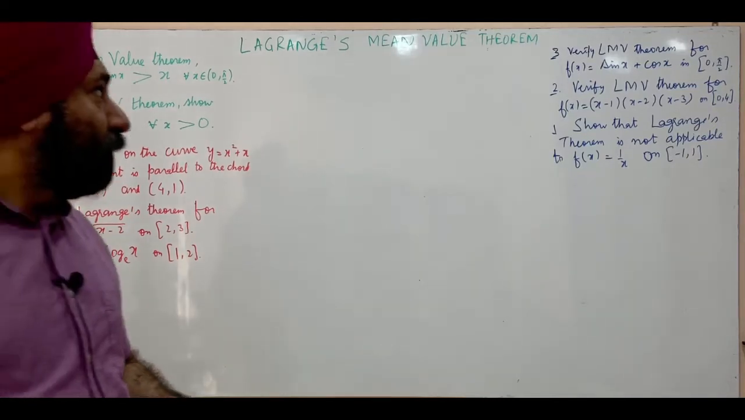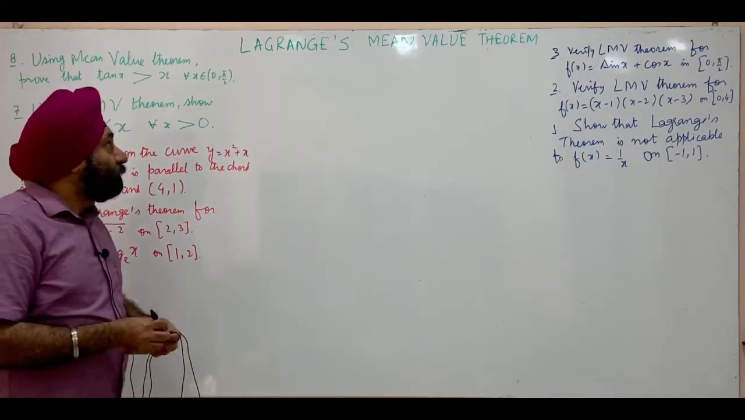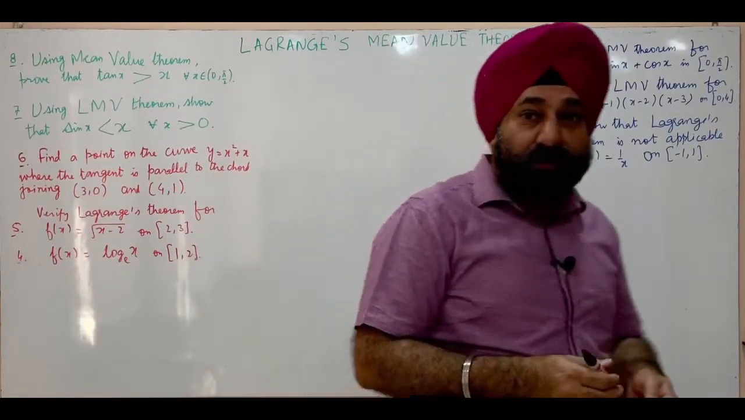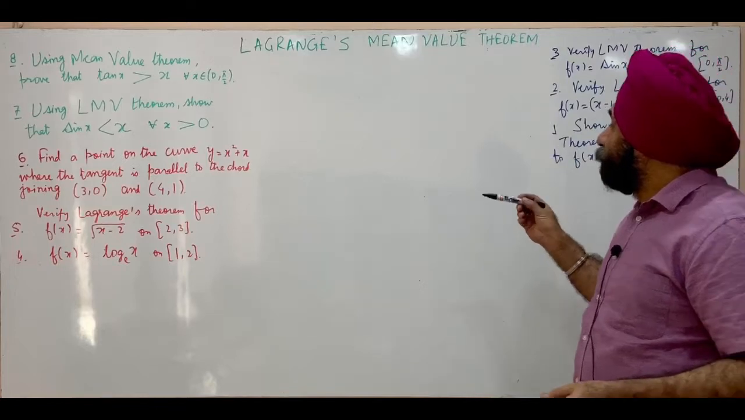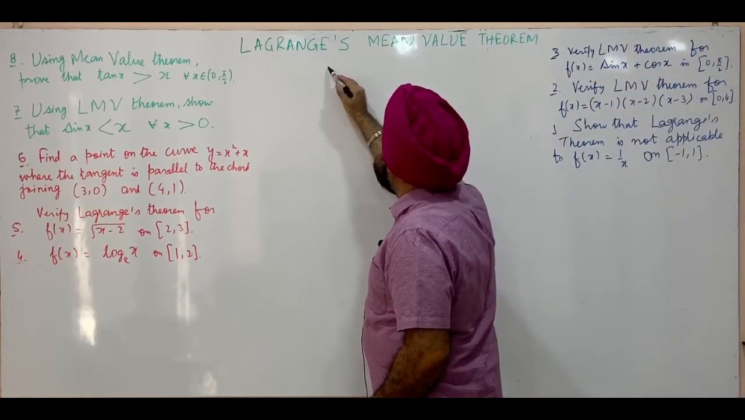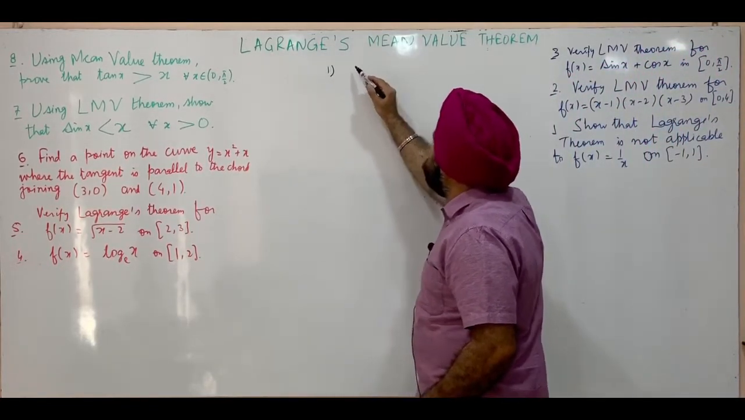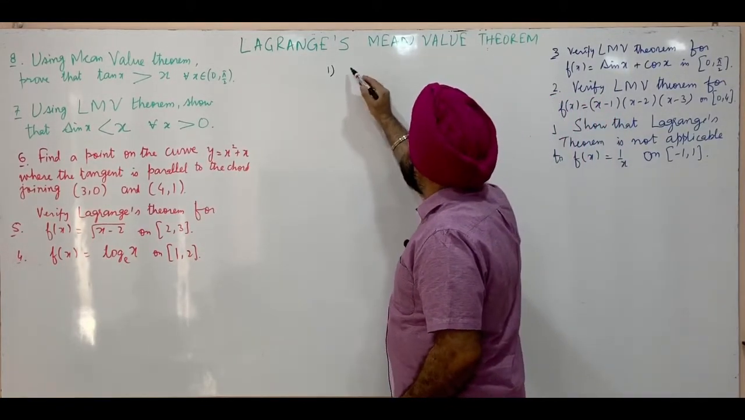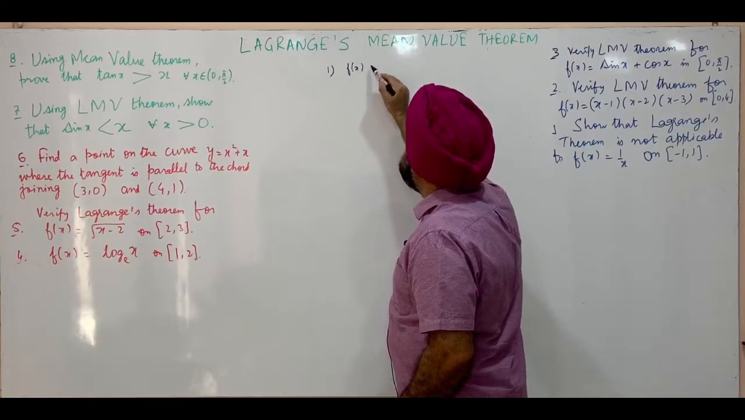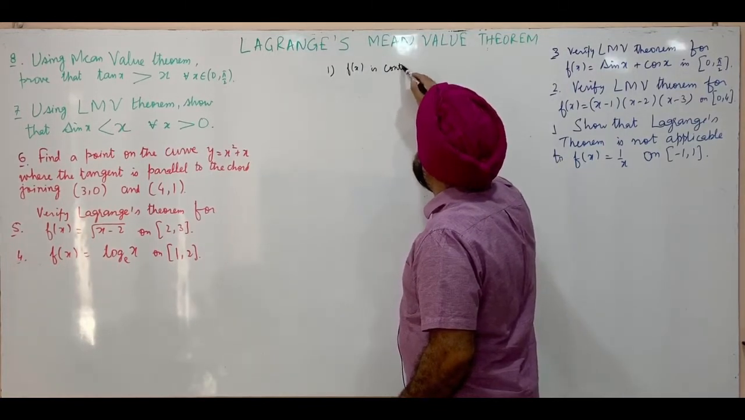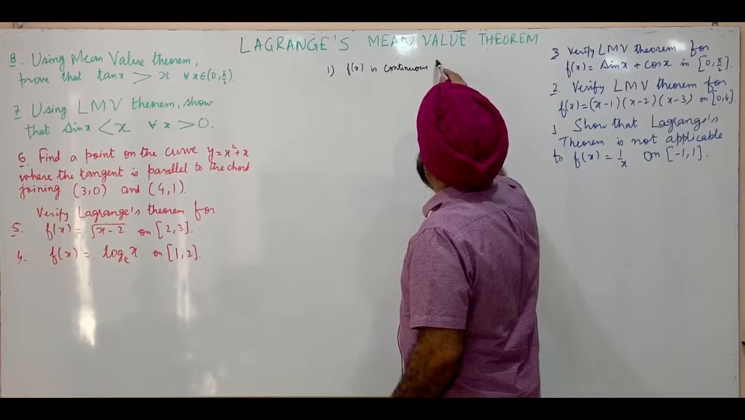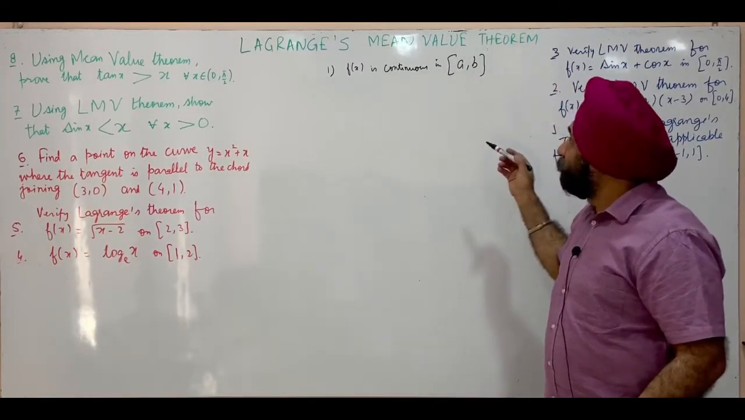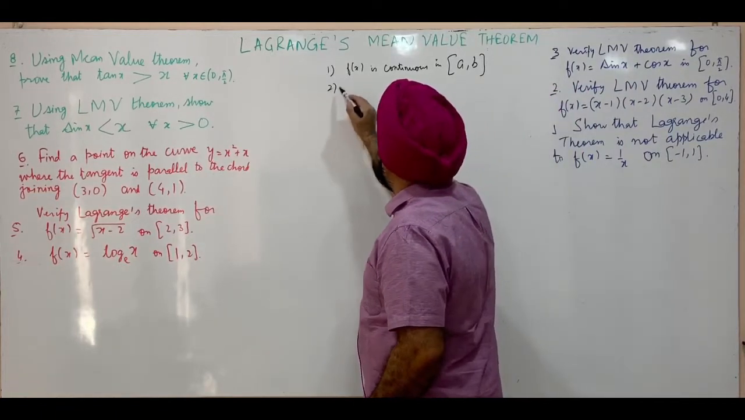Hello and welcome. Topic of discussion today is Lagrange's mean value theorem. This is the second mean value theorem after Rolle's theorem. So these are two conditions for a function to satisfy so that Lagrange's mean value theorem is applicable to the function. The first one: f of x is a continuous function in some closed interval a to b. This is the same condition as in Rolle's theorem, the first condition of Rolle's theorem.